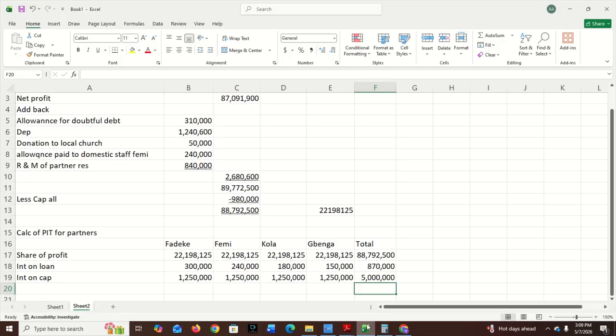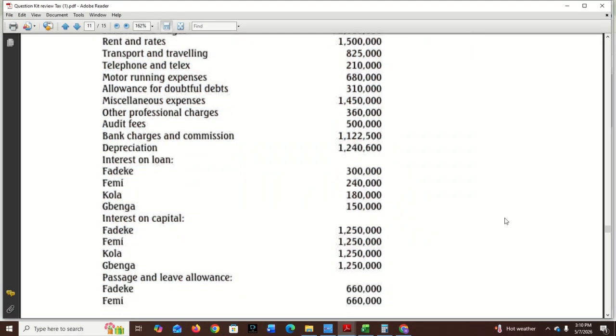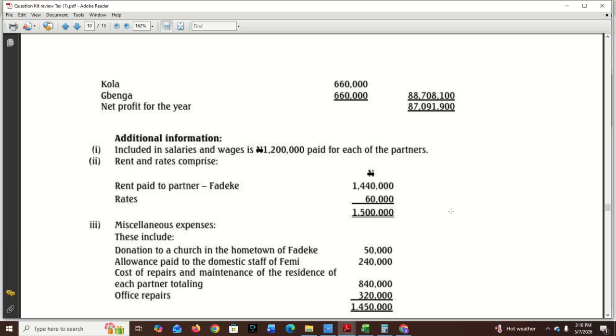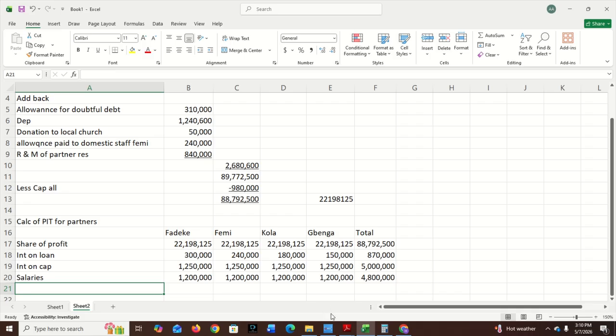Next, you have what? Their salaries. They collected salaries. Okay. So we're going to include that as part of their personal income tax. So how much salary did they collect? Okay, salaries, included in salaries is 1.2 million paid to each partner. So everybody got 1,200,000. Okay, for everybody. So alright, that'll give us 4.8 million in total. So that's salaries.